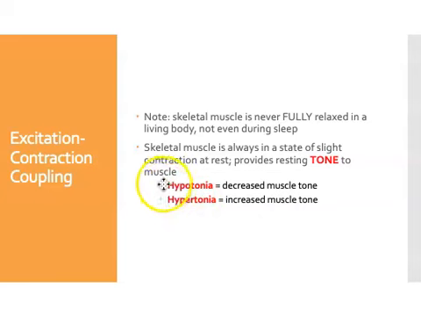These are two conditions where the amount of muscle tone in the skeletal muscle is abnormal. So people who have hypotonia have a decreased level of tone to their muscle even at rest. And hypertonia is the opposite. Hypertonia is a state where there's too much muscle tone at rest. There's a rigidity to the muscle or a spasticity to the muscle even at rest.